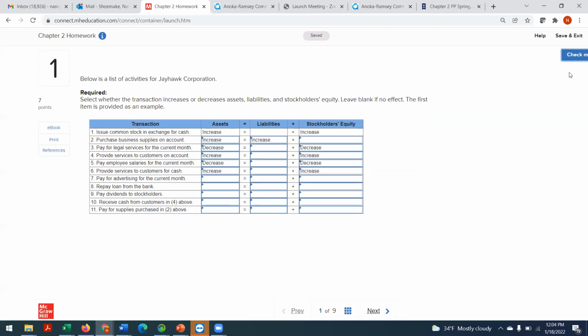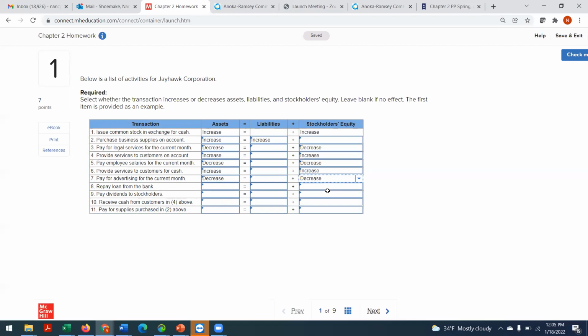When we pay for advertising for the current month, won't it just be like number 3? Yes, it's going to be just like an expense and we pay for it. So our cash is going to decrease and our retained earnings through stockholders' equity will also decrease because expenses decrease stockholders' equity.